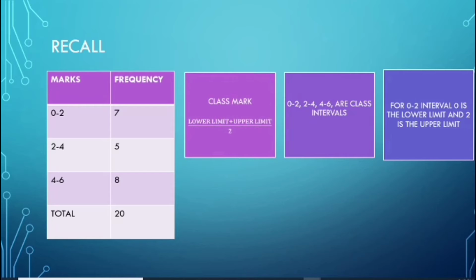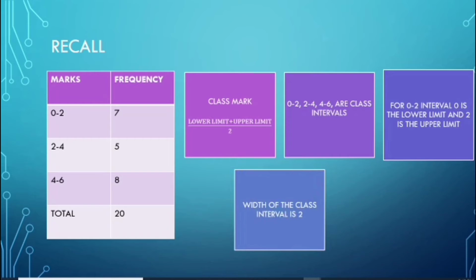Class mark. Class mark is basically the midpoint of a class interval. It is the lower limit plus upper limit divided by 2. In simple words, you can say it is the average of the upper limit and the lower limit. Next is the width of the class. You can say the length of the class.